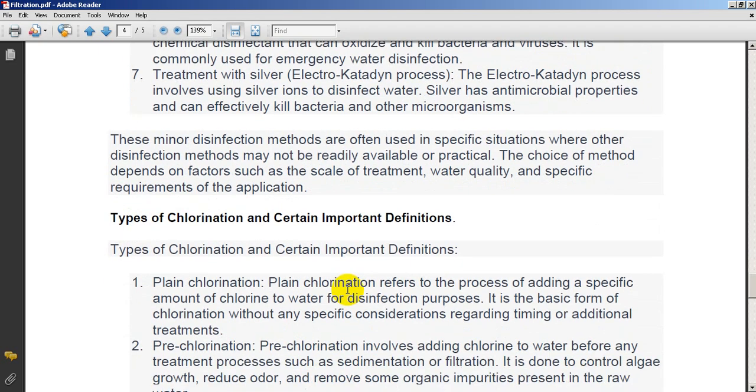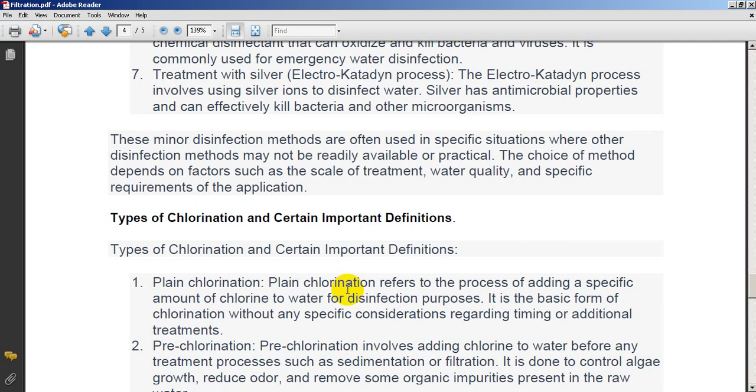These minor disinfection methods are often used in specific situations where other disinfection methods may not be readily available or practical. The choice of method depends on factors such as the scale of treatment, water quality, and specific requirements of the application.